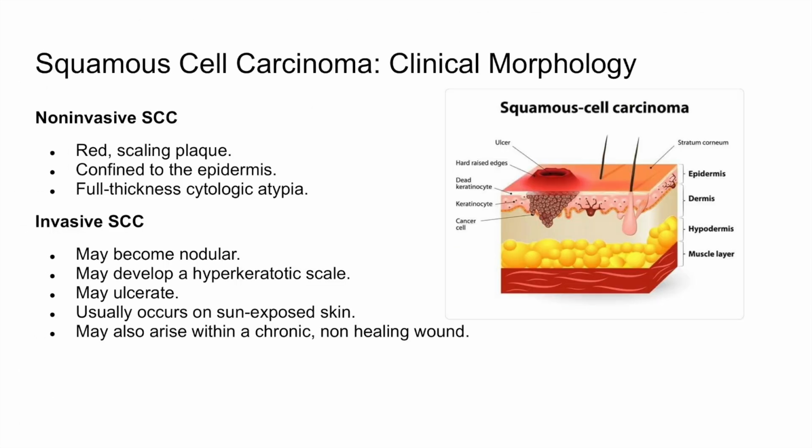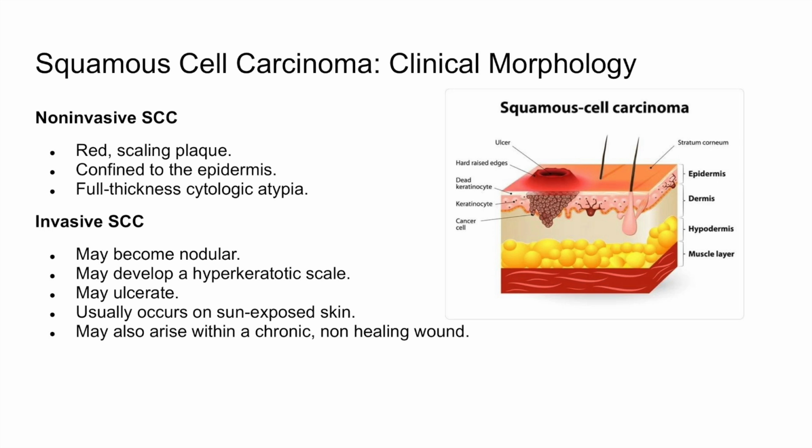All right, so squamous cell carcinoma in situ usually presents as a persistent red scaly plaque. The malignant keratinocytes occupy the full thickness of the epidermis, but have not invaded the dermis. Invasive squamous cell carcinoma, or SCC, may become a firm papule, plaque, or nodule with hyperkeratoses, crusting or ulceration. It commonly develops on sun-exposed areas such as the face, ears, lips, and dorsal hands.